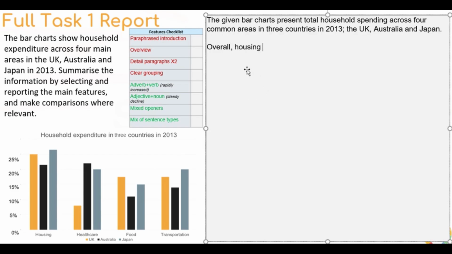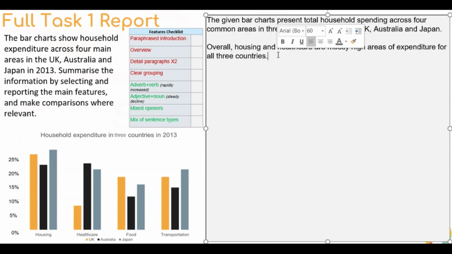Overall, housing and healthcare are mainly or mostly high areas of expenditure for all 3 countries. Now, I'm not going to mention the UK here, actually. I'm just going to say mostly, which indicates that not every single country is spending high, but overall, most countries are spending high on housing and healthcare. So that's group 1 done for my overview. And group 2, let's take a look.